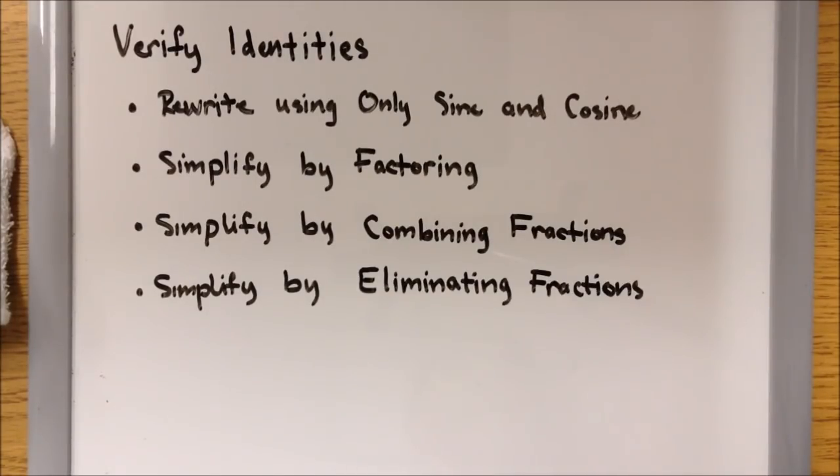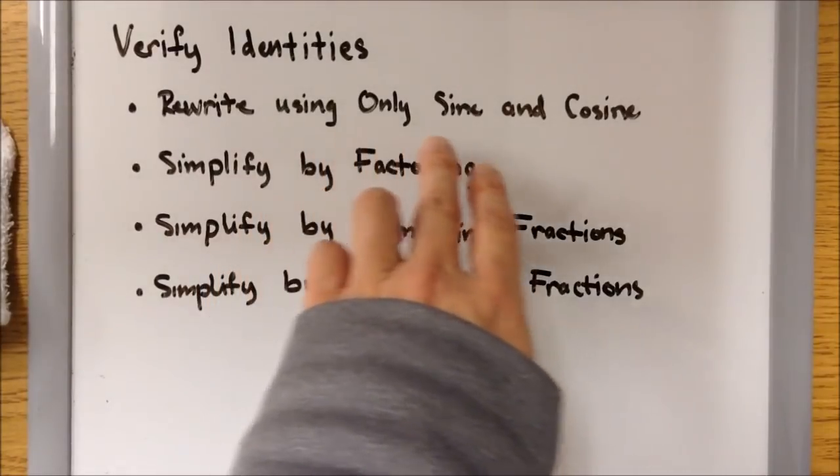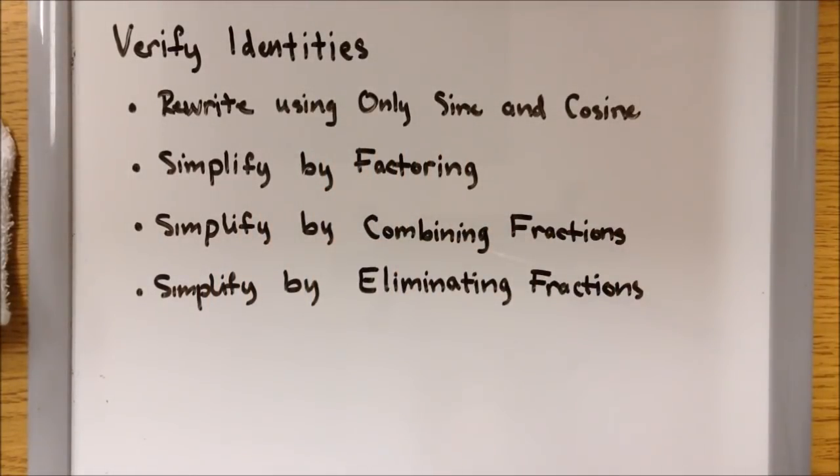Now you can choose any of them, or you can use a combination. What mostly helps is rewriting using sine and cosine. If you're unsure or if you're stuck, the best way is using sine and cosine. If you're unsure how to combine fractions, eliminate fractions, or factor, always convert to sine and cosine. As long as you convert into the basics, you should be fine.